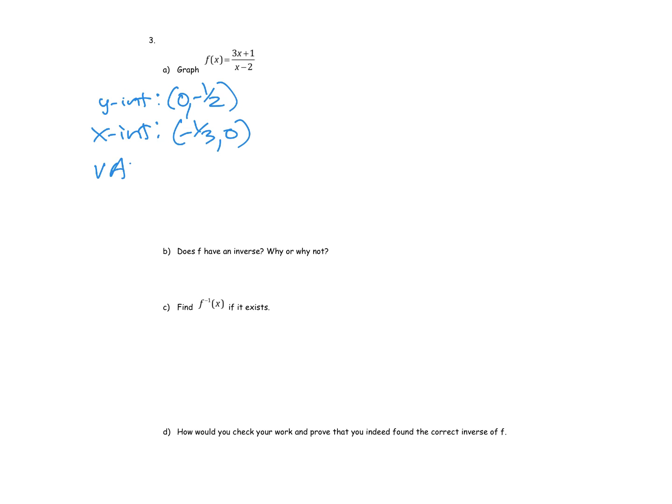There's a vertical asymptote where the denominator equals 0, at x equals 2. The degree in the numerator and the denominator are both 1, so the horizontal asymptote will be, in this case, y equals 3.